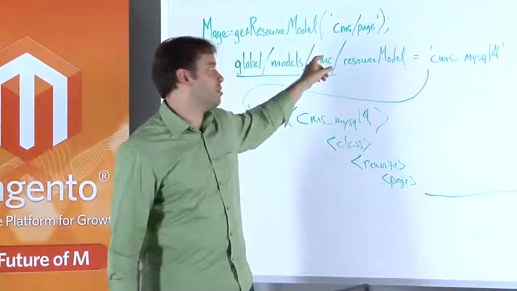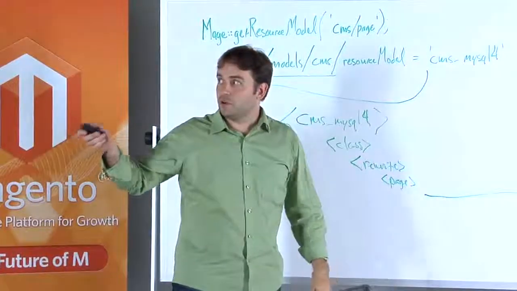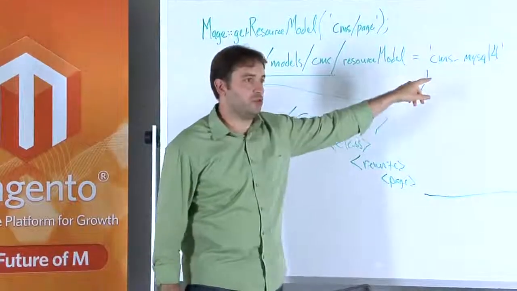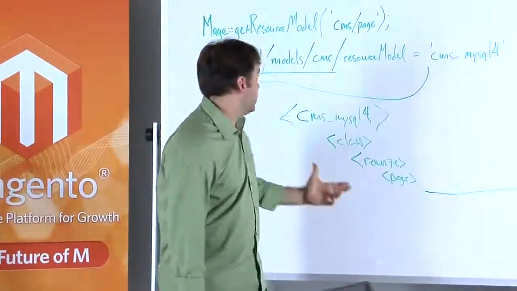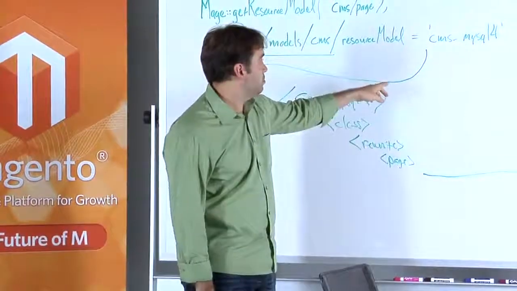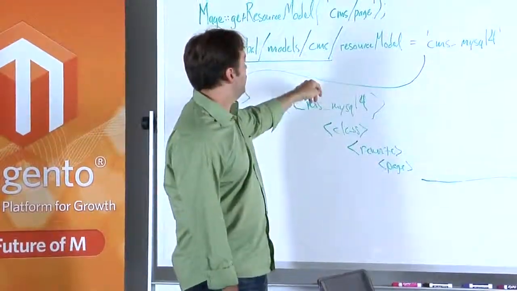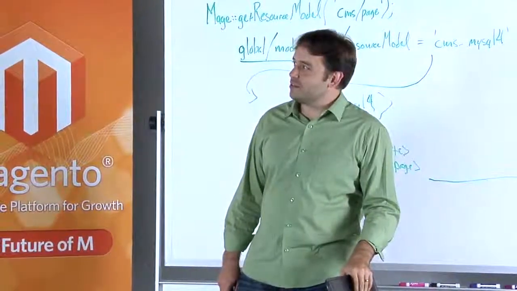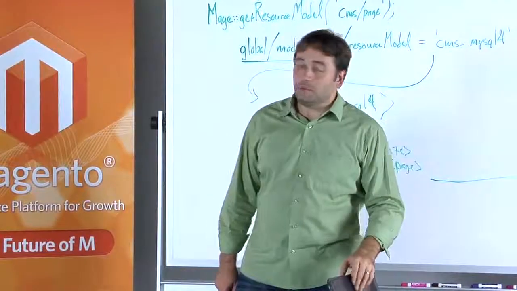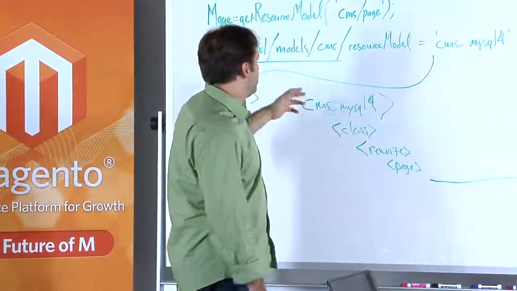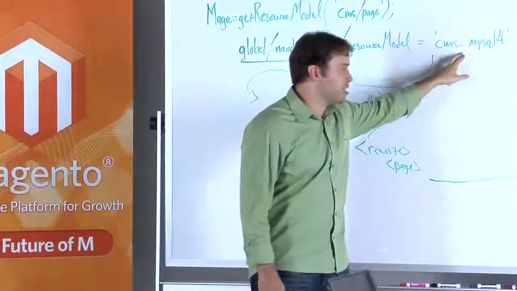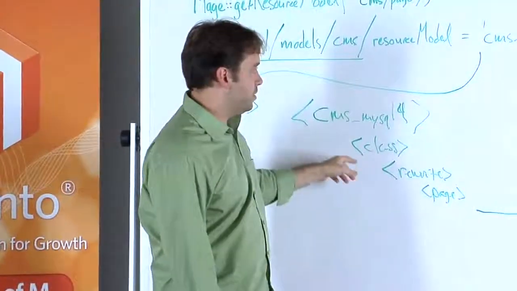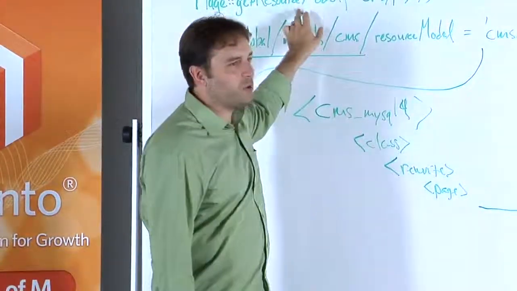Resource models are the only ones that are tricky because instead of using CMS under global models, you actually have to look for the resource model node, which hopefully now you should know to do. In fact, you could also say Mage get model, and pass in a path, but we won't deal with that. Sorry, I should explain that. You could say Mage get model cms_mysql4/page, and you'd get the same effect. That's just an aside. But if you're getting a resource model, always do it this way.